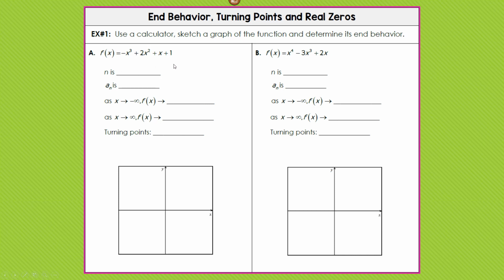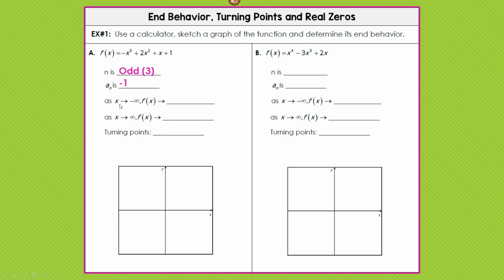First of all, n in this case is 3. It's odd, so that already gives me some idea about what this function should look like. But I also noticed that a sub n, my leading coefficient, is negative 1. So that means it's going to be up on the left and down on the right if we think about the basic x cubed pattern. How do we write that in calculus and pre-calculus?